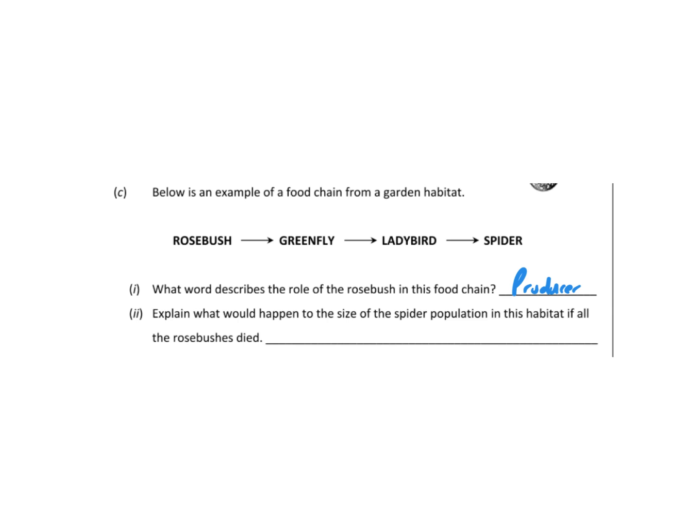Explain what would happen to the size of the spider population in this habitat if all of the rose bushes died. Well, most likely it's going to decrease. And why is that? If the number of rose bushes fell because they died, the green flies are going to run out of a food source. They're not going to be able to eat as much if they were totally reliant on that, so they could die off. That means the ladybirds could die off because their food source is dying off. And if the ladybirds are dying off, the spider is going to have reduced food sources, so they would most likely decrease as well.